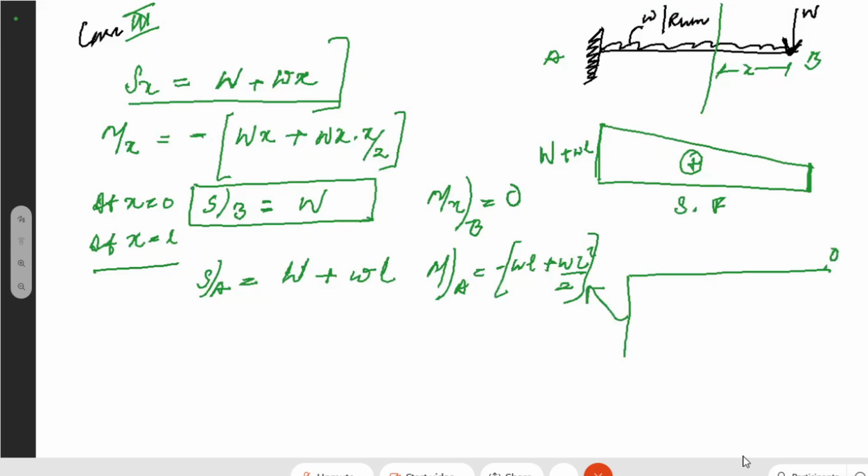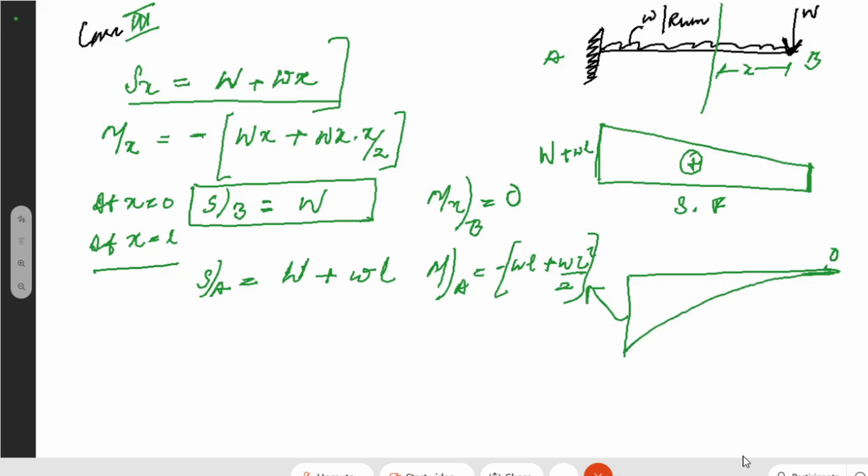You don't have to mention minus because we were already drawing this bending moment diagram in the negative direction. Therefore, you can say it is WL plus wL square by 2. And it is again varying in parabolic fashion. Okay, it is varying in parabolic fashion.